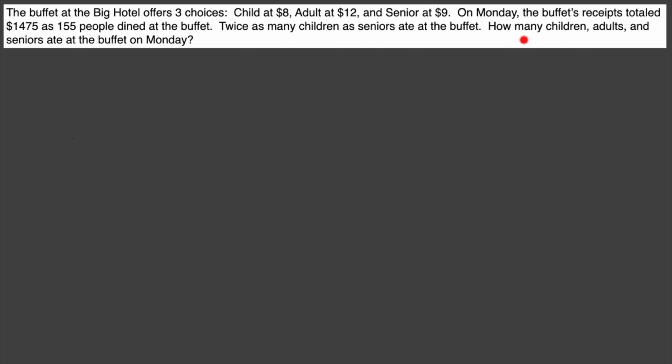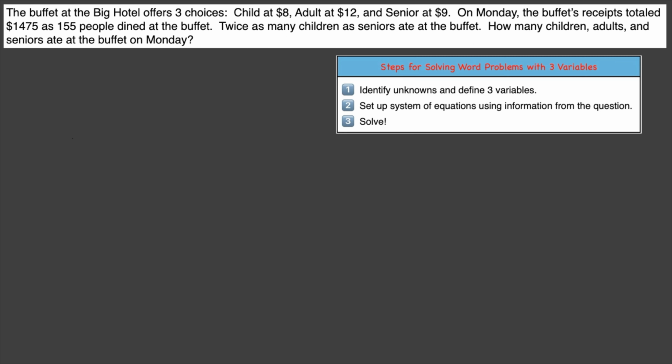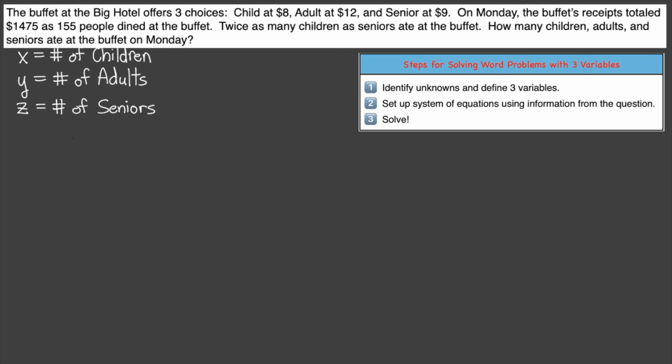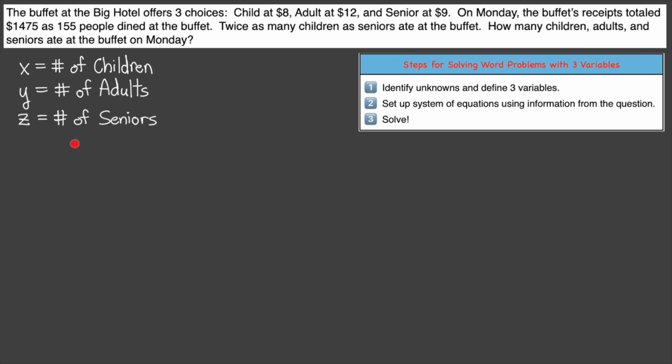So notice they are asking us for three different things: the children, adults, and seniors who ate at the buffet. So that means we have three unknowns. So we are going to solve a system of equations of a word problem here. The first step is to identify unknowns and define three variables. Our three variables are the number of children, the number of adults, and the number of seniors who ate at the buffet on that particular Monday. So here are our three variables.